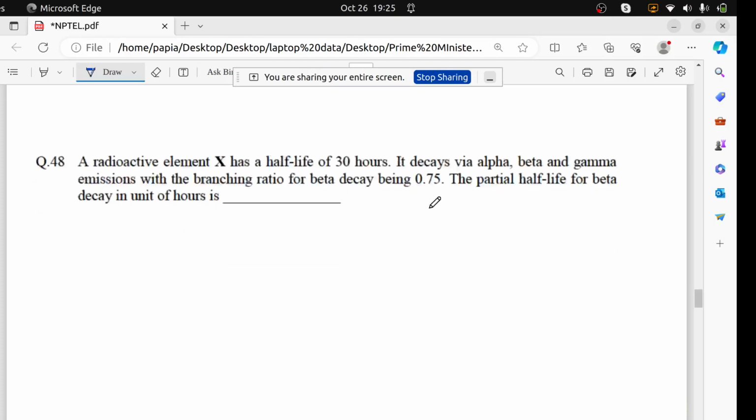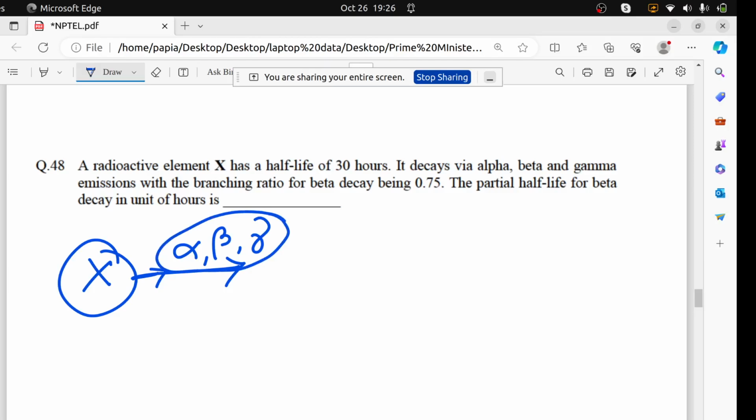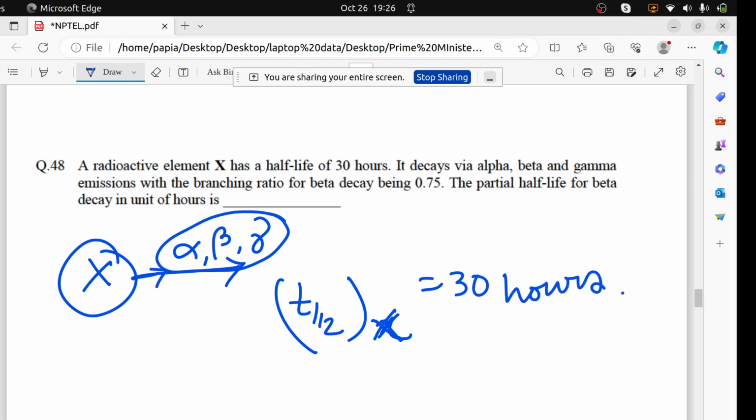This is the question. First of all, I just want to tell you, this is X, a radioactive element, and this X is going to decay via alpha, beta, gamma. All types of radiation can come from X. And the half-life of X, let me write here like that, T half of X is 30 hours. In that question they are telling that the branching ratio for beta decay is 0.75, then what will be the partial half-life for beta decay?